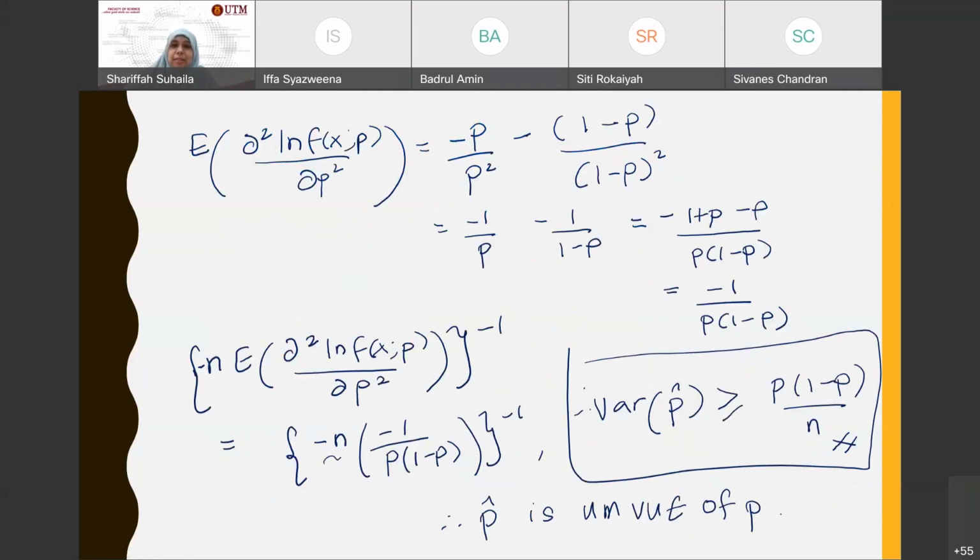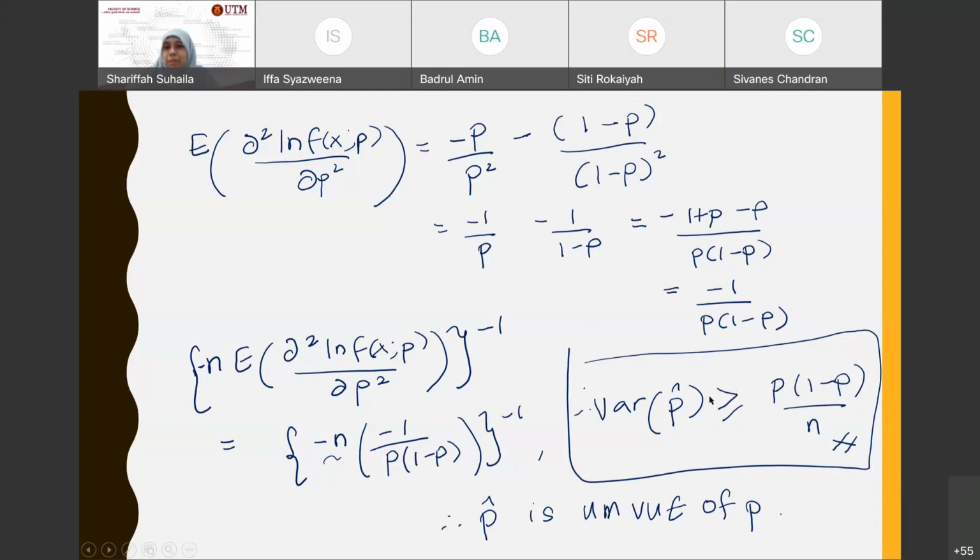And then kita replacekan. Okay, kat sini expected value of this one. So kita ada 1 minus p. So simplifykan semua ni. And then you get negative 1 over p(1 minus p). Okay. Now the whole formula is negative n expected value d square ln f(x; p) dp square to the power minus 1. Okay, negative n. So cancel out. It becomes positive to the power minus 1. So it can be written again back p(1 minus p) over n.